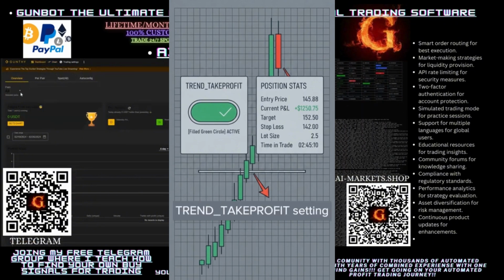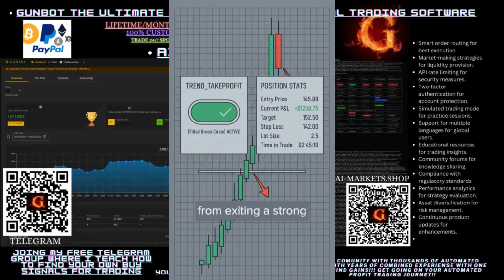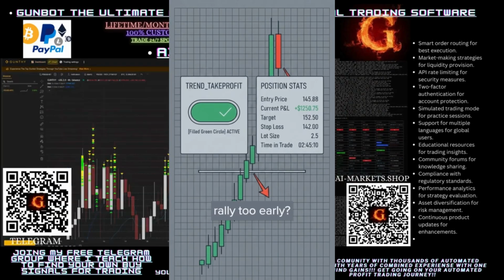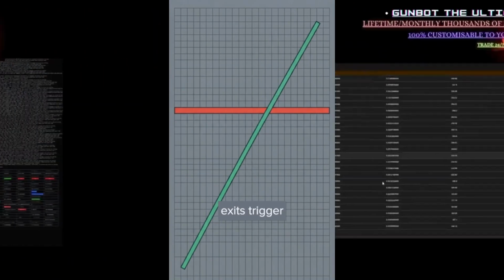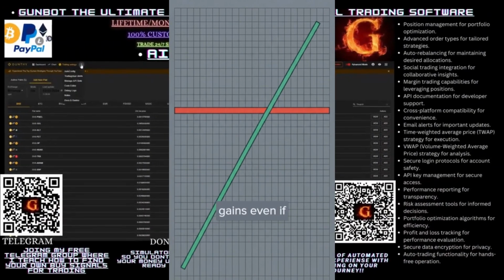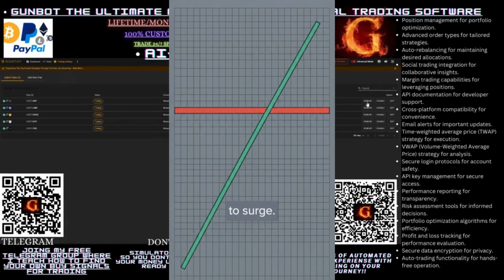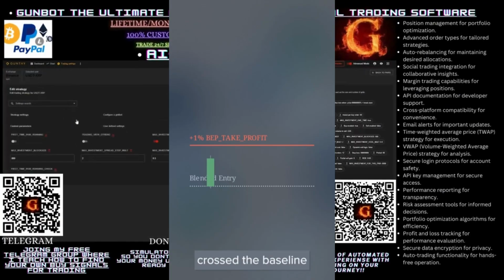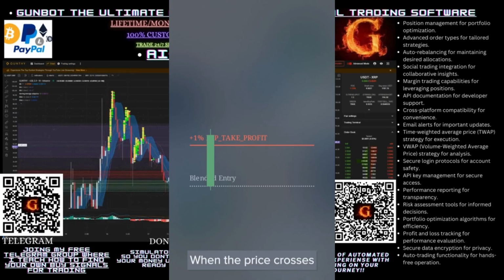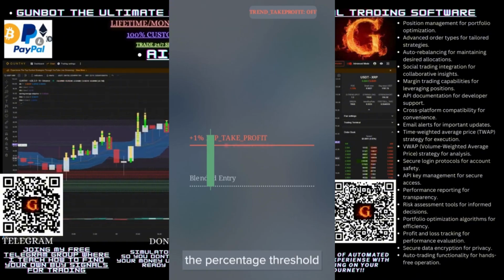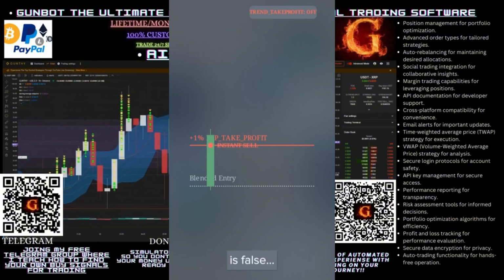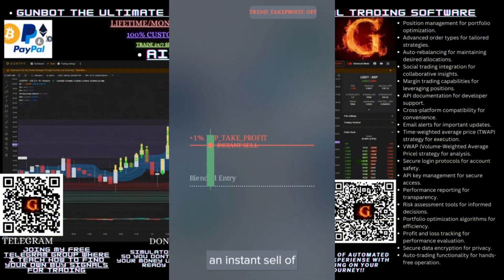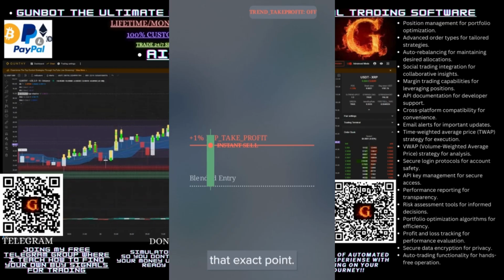How does the trend take profit setting prevent the system from exiting a strong rally too early? Fixed percentage exits trigger immediately, cutting off your gains, even if the market continues to surge. Take a blended whole position target where the price just crossed the baseline 1% profit threshold. When the price crosses the percentage threshold and trend take profit is false, the system executes an instant sell of all open orders at that exact point.